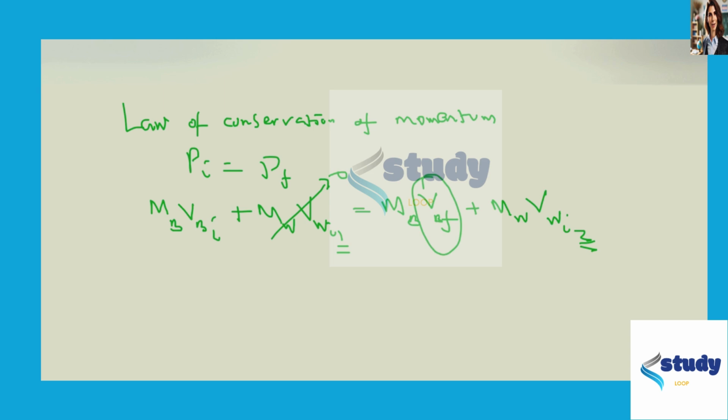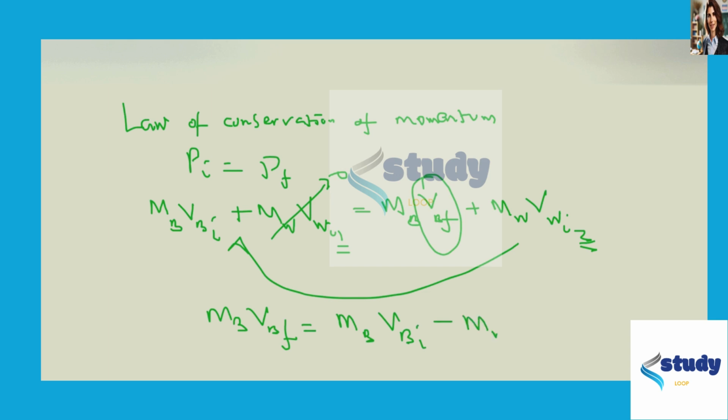So we're going to move this one to the left. We're going to move the momentum of the wooden block when it's initially moving to the left. And so we have mass mb vb final equals mass of bullet, velocity of bullet initial, minus mass of wooden block, velocity of wooden block initial. These are the two momentums. We're subtracting them from each other.